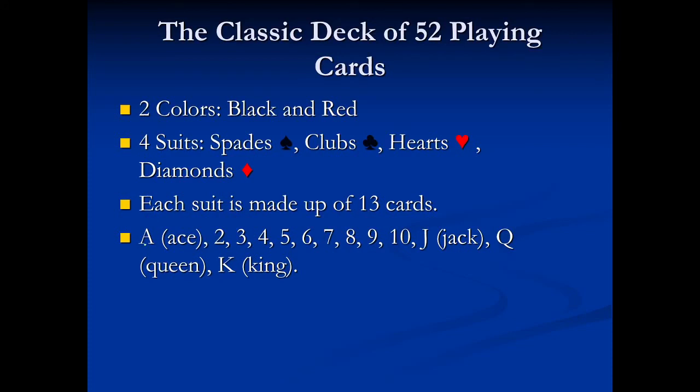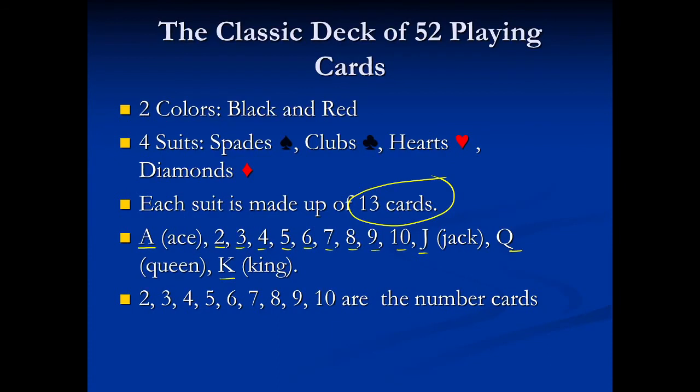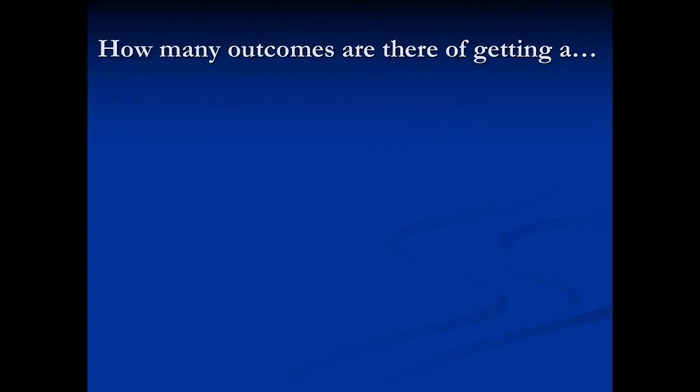If you're going to count, 1, 2, 3, 4, 5, 6, 7, 8, 9, 10, 11, 12, 13. These are the 13 cards. Okay? And then we have 2 to 10 are the number cards. The ace card. And we have the face cards: Jack, Queen, and King. Let's have our first question now. How many outcomes are there of getting a red face card?